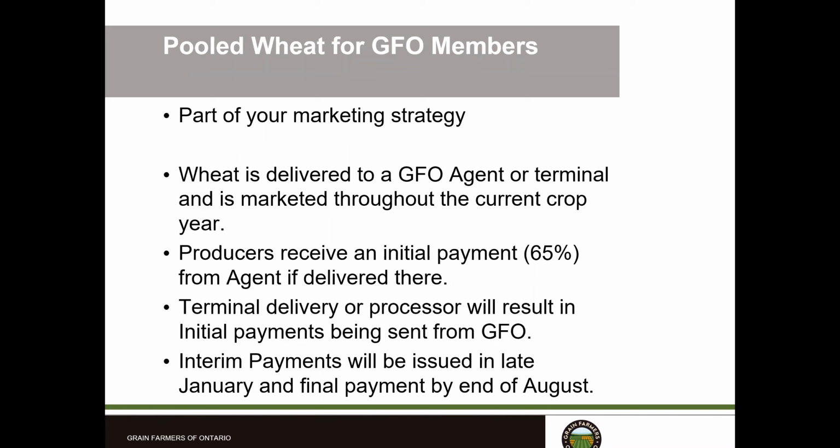Terminal delivery or a processor will result in an initial payment being sent from GFO, but the producers taking your wheat to one of our agents will be paid directly by the agent. So that's just a bit of difference there as far as how the payment is perceived. Of course, all expenses come out of there as well. Once the initial payment is received by you, we will have two more payments coming due, one close to the end of January, which is an interim payment, and that will show up before the end of January. And our final payment is at the end of our crop year, or our fiscal year, I should say, which will be in June. But by the time it's processed, it's usually by the middle to the end of August that you'll receive your final payment for the pool.